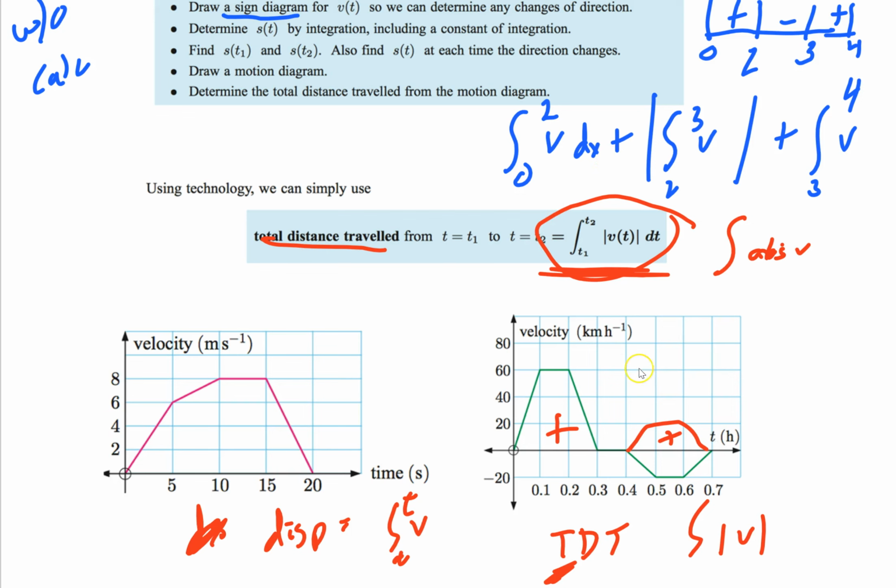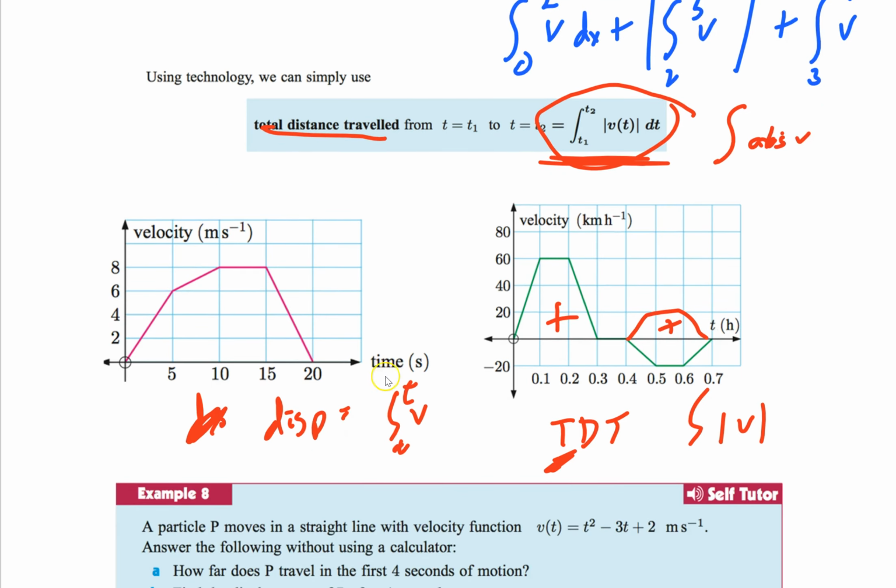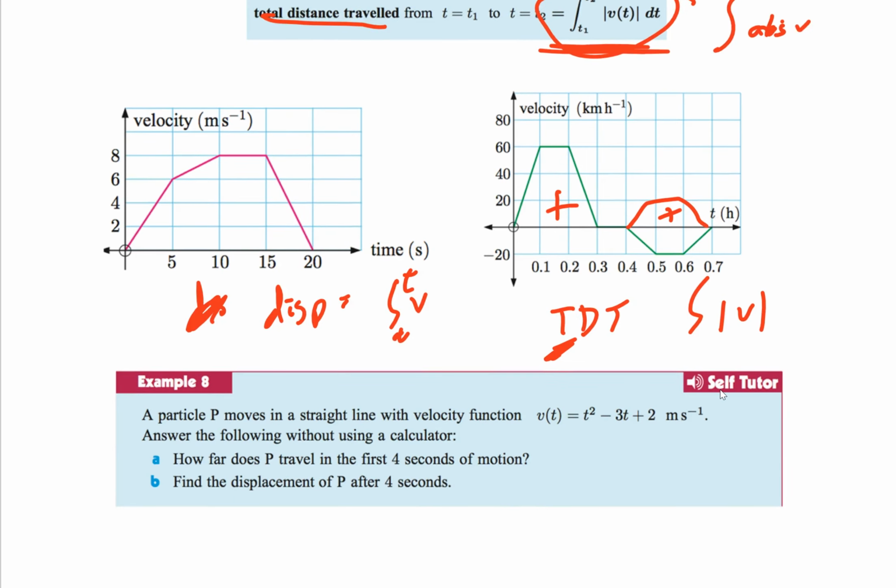The hard thing for people is the vocab. Make note cards, do whatever, but you have to know what you're talking about. Displacement is just a basic integral. Total distance traveled, you have to partition it or do the absolute value.